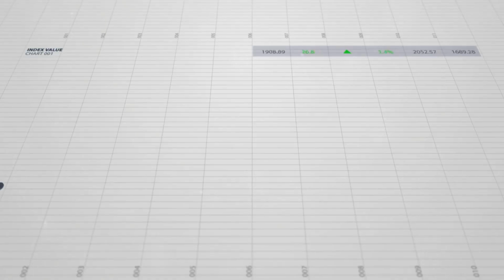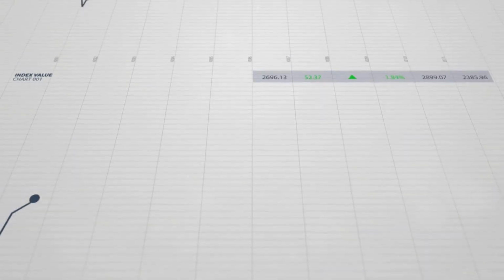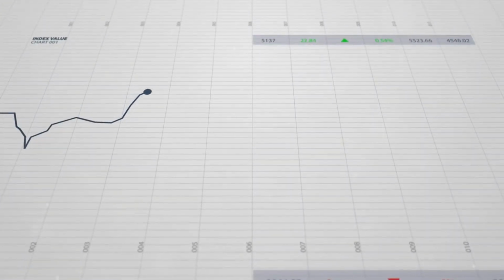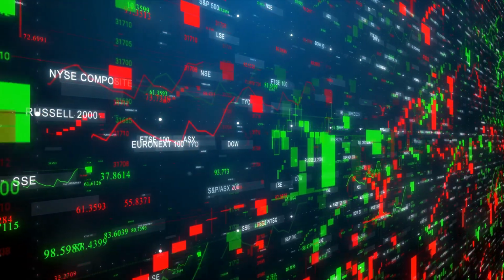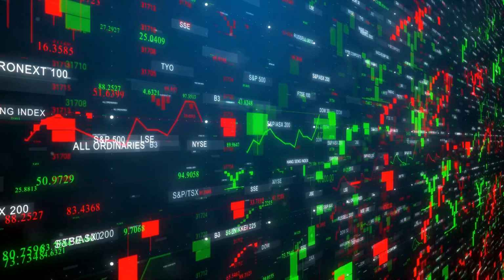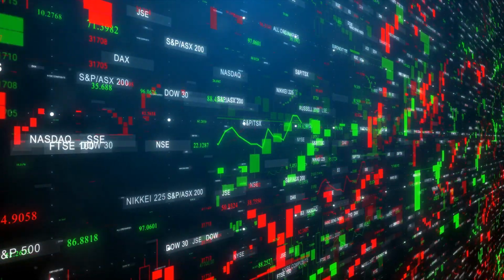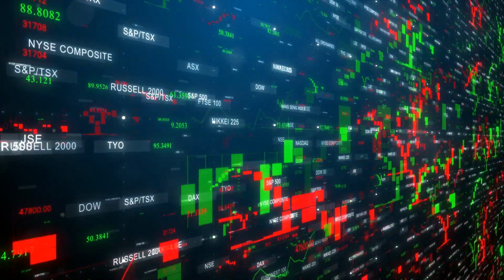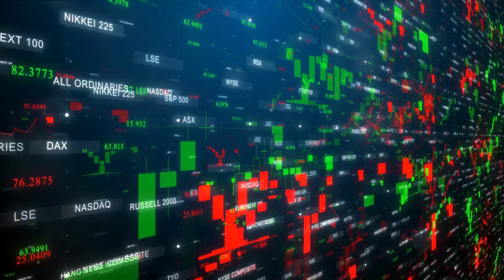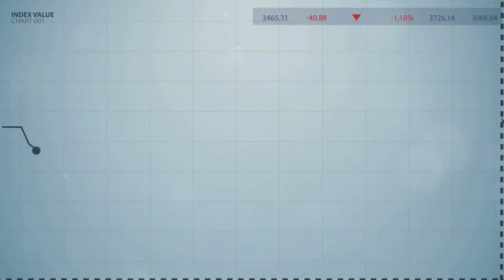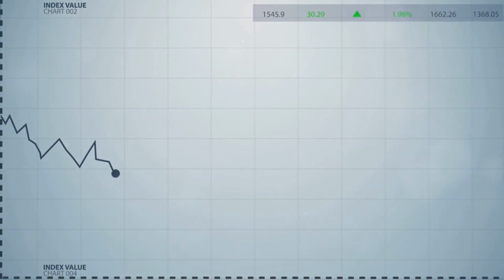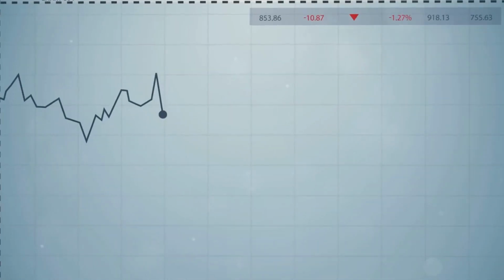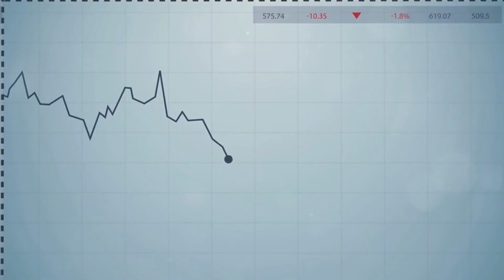Next in line are bar charts. A step up in complexity from line charts, bar charts offer more detailed information. Each bar represents a specific time frame, a day, a week, a month, and so on, and shows the opening and closing prices, as well as the highs and lows for that period. The top of the bar shows the highest price, the bottom indicates the lowest price, and small horizontal lines on the sides represent the opening and closing prices. Bar charts are excellent for traders who want a more detailed picture of price movements.